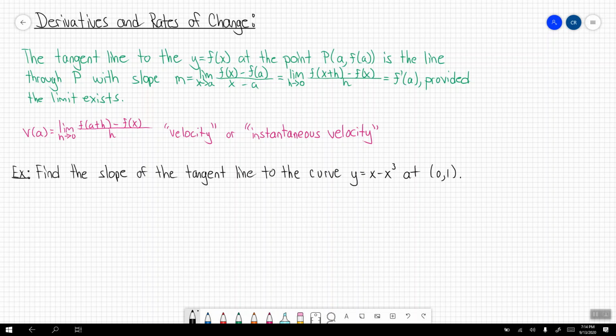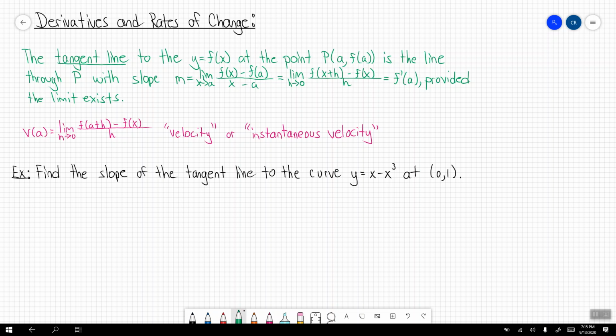Hi everyone, welcome back. Today's lesson we're going to be looking at derivatives and rates of change. And to start this off, we're going to be looking at the tangent line.